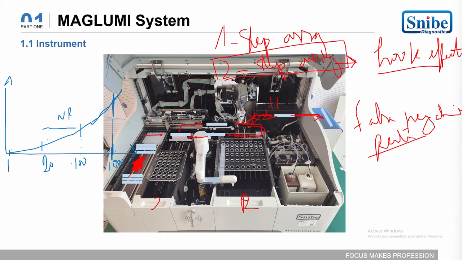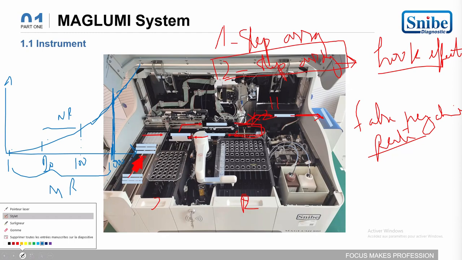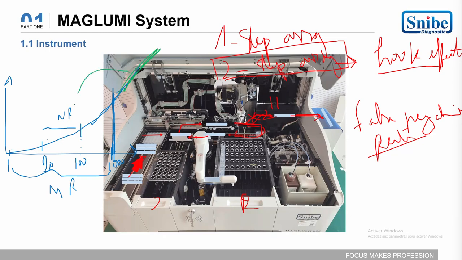That means that outside this interval, the measuring range, the results will not be recorded and displayed. So in case we have results higher than the upper bound of the measuring range, we need to make the dilution. And then the dilution will bring the results into the measuring range. This is the goal of the dilution.